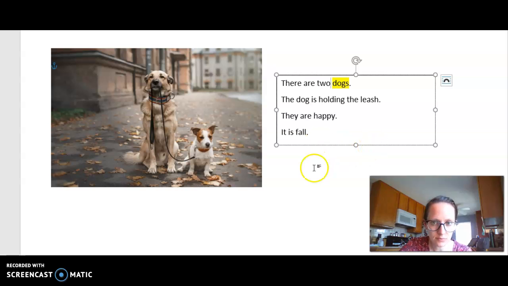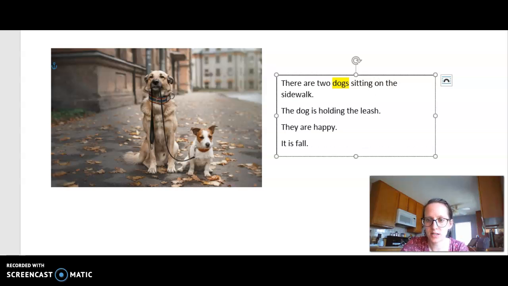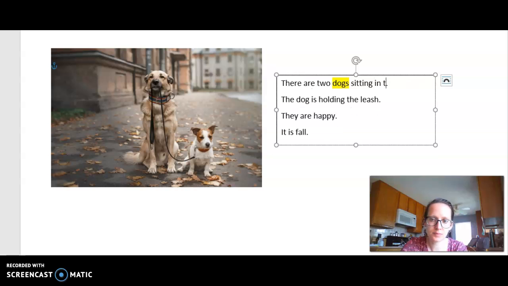Or if we wanted to change that, we could say there are 2 dogs sitting. And where are they sitting at? They're sitting on the sidewalk. Or you could say they're sitting in the city. So you can add an adjective to describe a noun. You can also add a place. This is the place, right? So they're sitting in the city. So that would be one way to make that first sentence better.